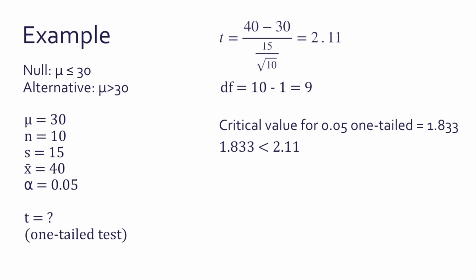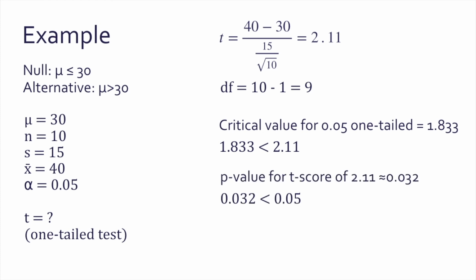However, we're also going to calculate for the p-value approach, and for that we need to find the p-value that corresponds to our t-score. And for the t-score of 2.11, the corresponding p-value is 0.032. So we should now compare the p-value to alpha, and we see that the p-value is indeed less than the alpha, which just confirms our results that we obtained with the critical value approach. So in both cases, we have enough evidence to reject the null and accept the alternative hypothesis.